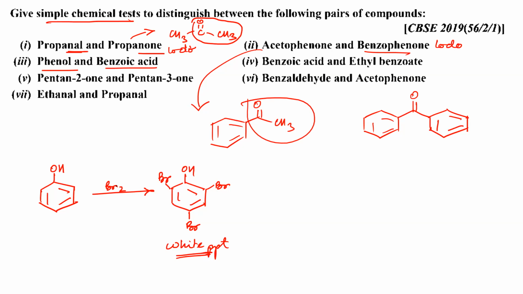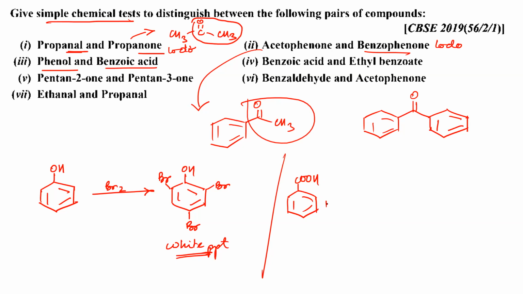So you add Br2, and you will get a molecule which is 2,4,6-tribromophenol, and it is a white PPT. So if I get a white PPT on adding Br2, that means it is phenol. Or you can use a test for benzoic acid. What is benzoic acid? A benzene group with a COOH group.